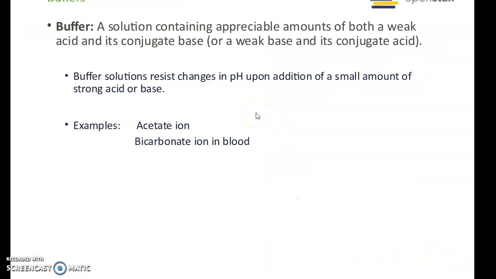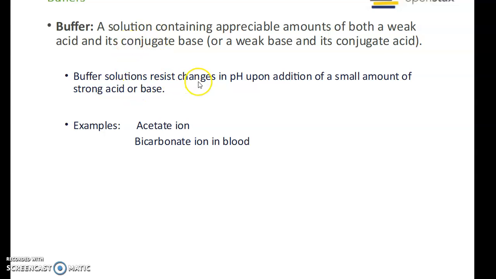Now there's another thing called a buffer. A buffer is a solution containing appreciable amounts of both a weak acid and its conjugate base. Okay, so it's a weak acid and a conjugate base. Sometimes it's a weak base and a conjugate acid, but that's fairly rare. Usually it's a weak acid and a conjugate base.